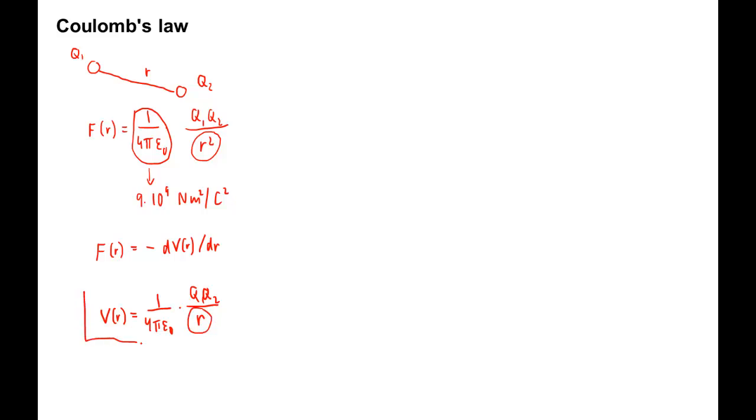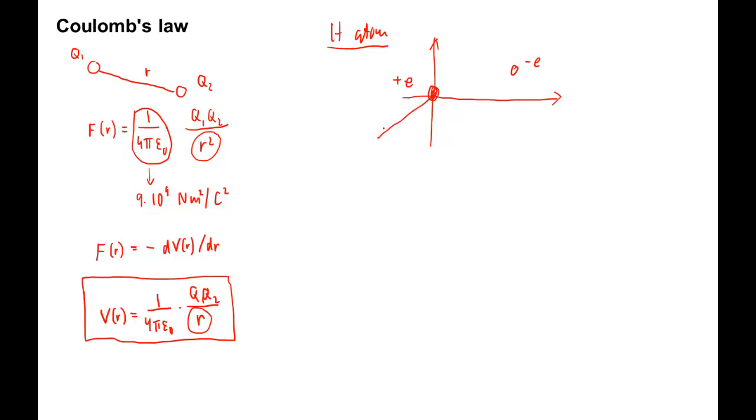Let's apply this to the hydrogen atom, which consists of a proton with charge positive e and an electron with charge negative e, where e is the elementary charge. Let's place the proton at the origin in three-dimensional space. And then put the electron at some distance r. Since the proton is about 1800 times heavier than the electron, we can regard the proton as essentially fixed.